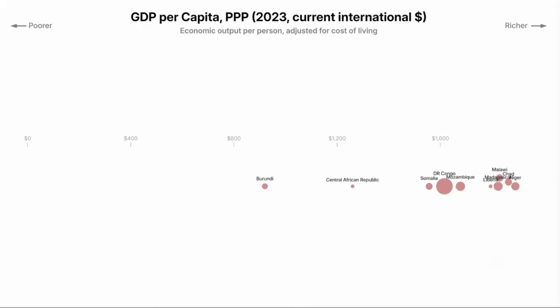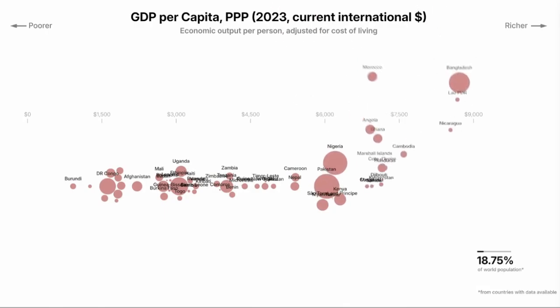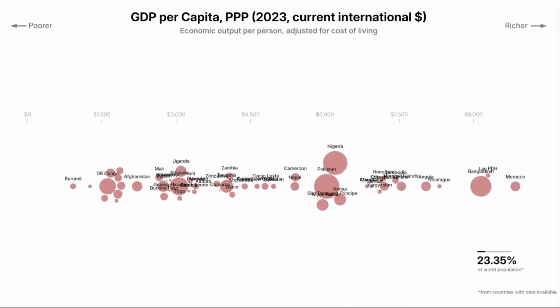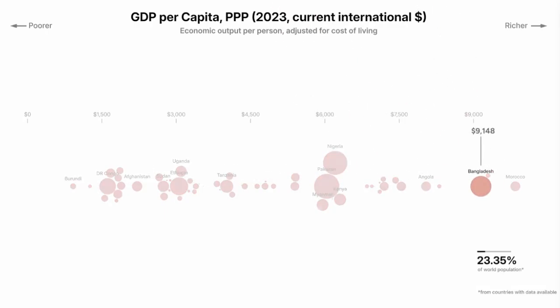But so far, our chart only includes about 3.6% of the world population. I'm going to keep adding more countries until we get to about a quarter of the population. We get mostly African countries like Ethiopia and Nigeria, and Asian countries like Pakistan and Bangladesh. I'm going to pick Bangladesh and see how people live there.